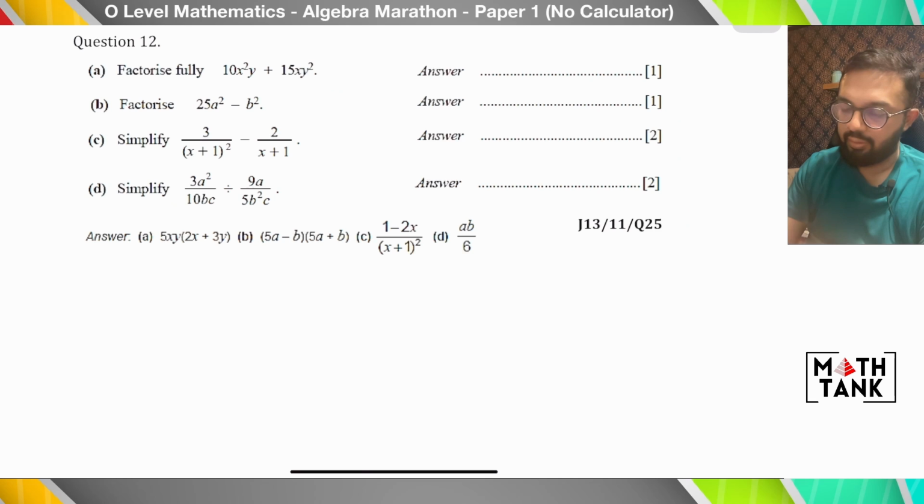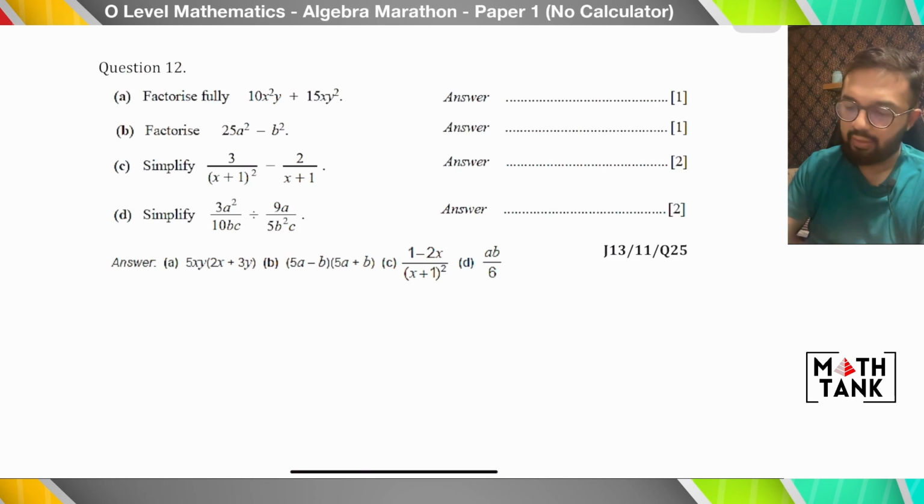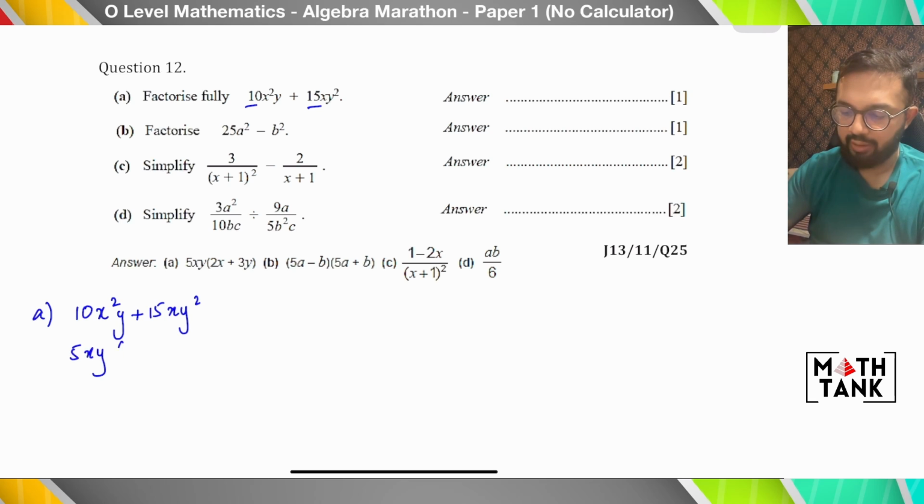Okay, let's talk about question number 12. It says factorize fully. So the first thing that I do is I see if there's something common. Yes, I can see that 10 and 15 have a common factor 5. I see an x common and a y common as well. So 5xy, I'm left with 2, and I'm left with x, and I'm left with 3, and I'm left with y. So I think that's the most factorization that I could do with this expression.